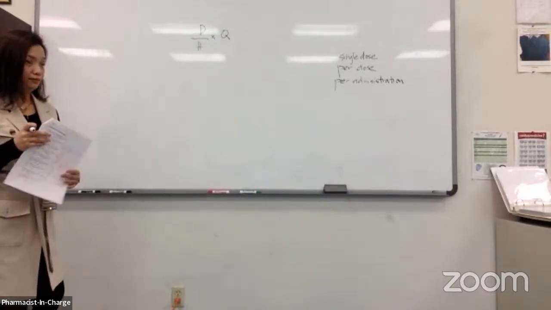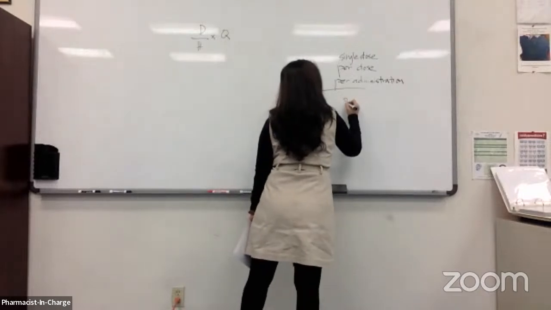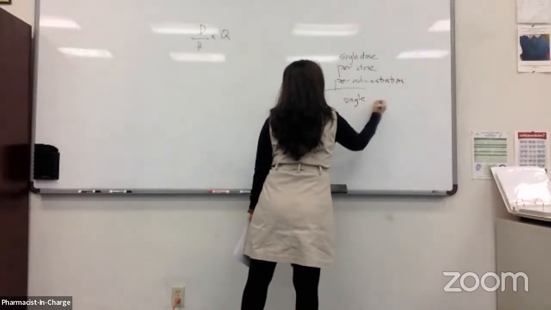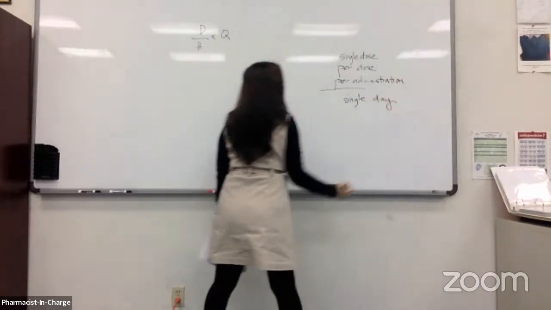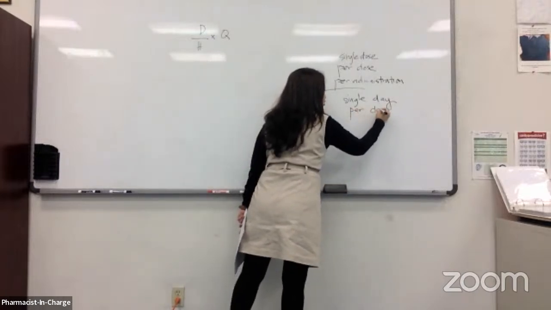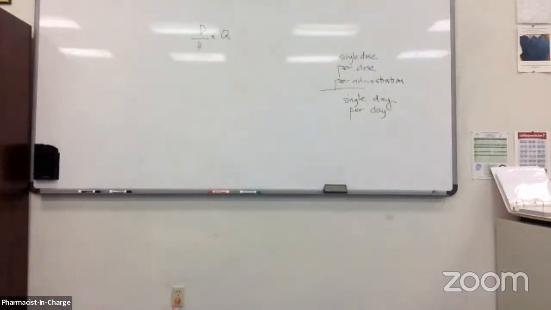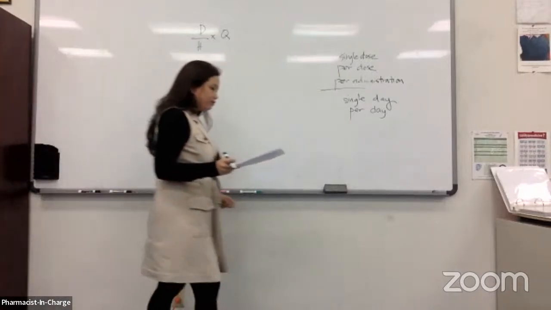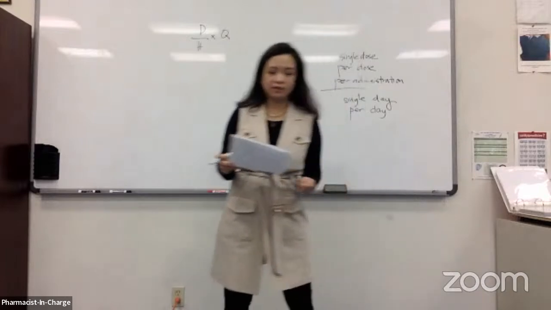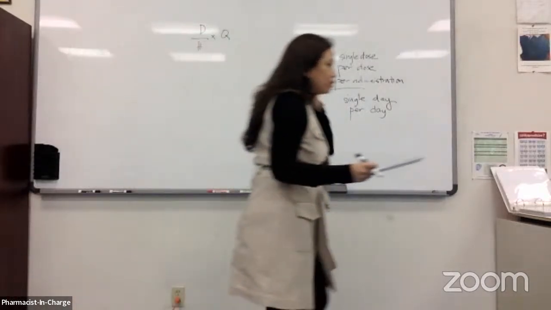Page 2. It says calculate for a single day. It's the same as calculate the amount of drug that needs to be given per day. Same exact one. And then page 3, I want you to cancel the word volume because they're not all volumes. Calculate for total quantity. Make it total quantity.